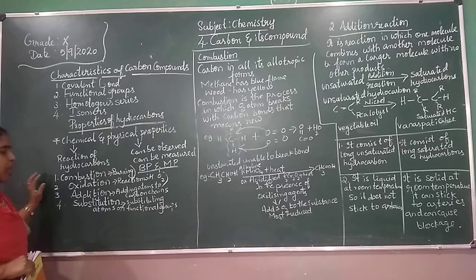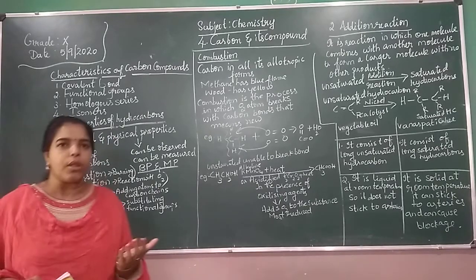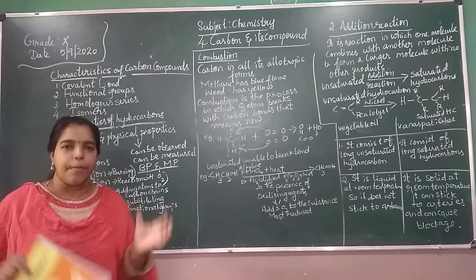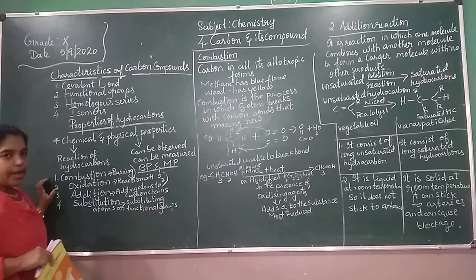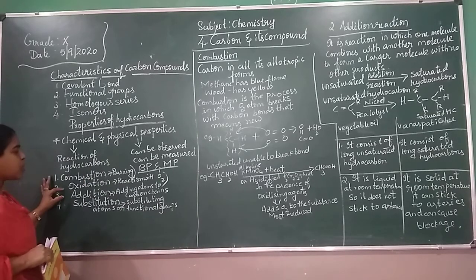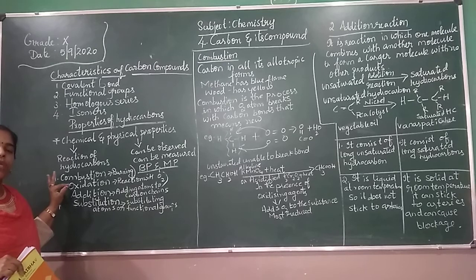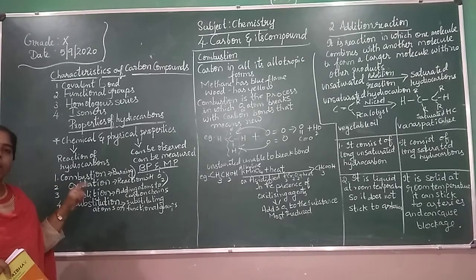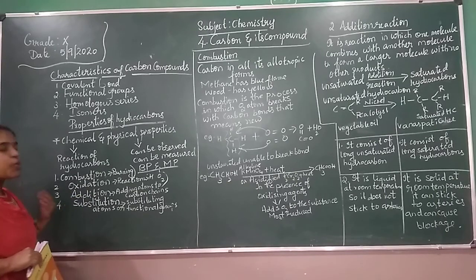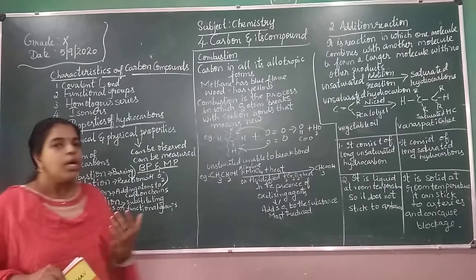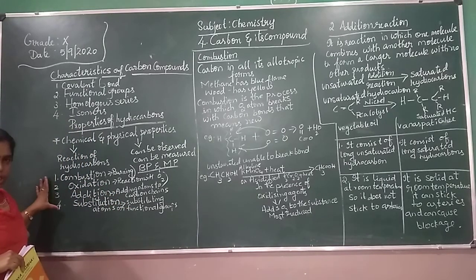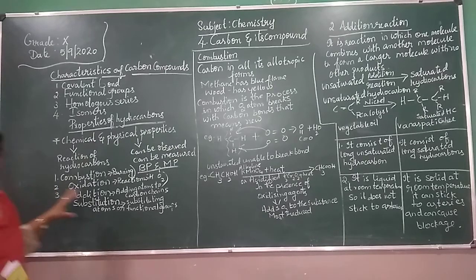First one, combustion. Combustion means burning. If hydrocarbons burn, what is happening there, and what reactants and products are we getting? Next, oxidation. Oxidation means reaction with oxygen. Next, addition, adding atoms to the carbon chain. And next, substitution reaction means substituting the atoms or functional groups. So these are the 4 reactions we are going to discuss today. Let's go one by one.